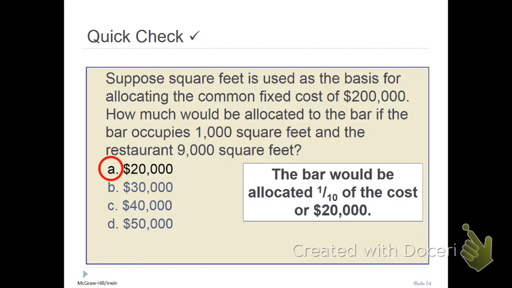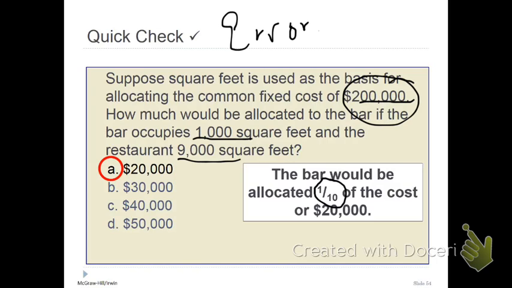Suppose square feet is used as the basis of allocating fixed costs. What I'm doing here is showing you how easy it is to make an error in judgment. Suppose we were trying to allocate some of those $200,000, and we did it based upon square feet, and we said the bar uses 1,000 square feet. The restaurant's 9,000, so we'd allocate 1/10 of those 200,000 in common costs to the bar, which would be 20 grand.